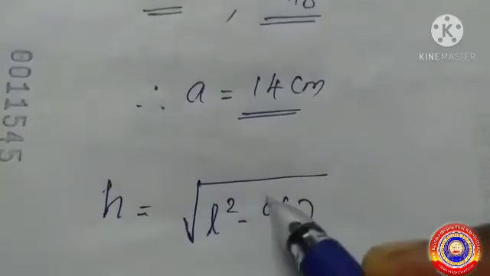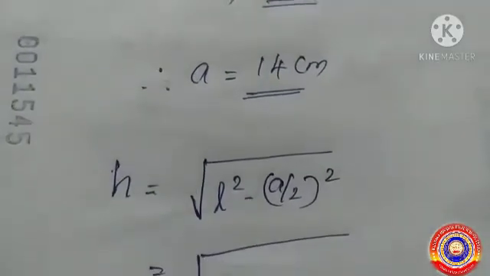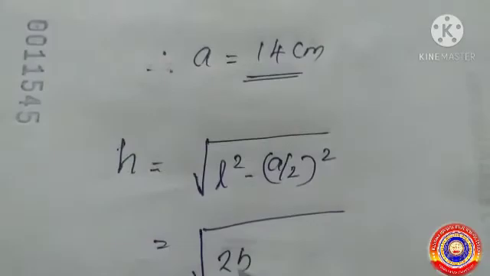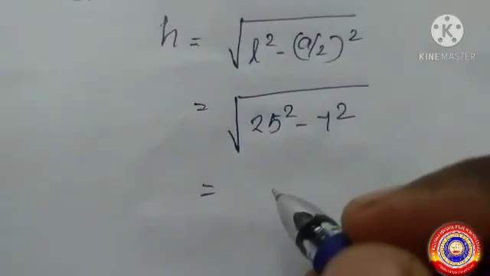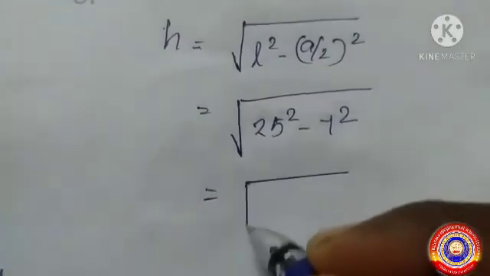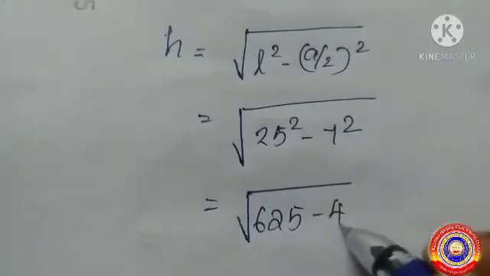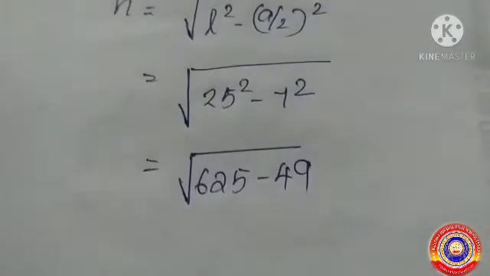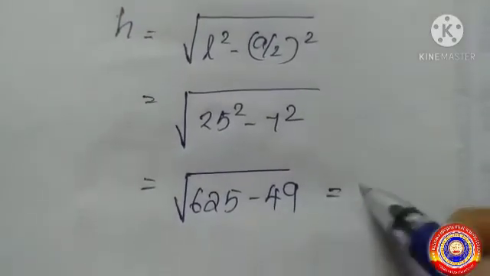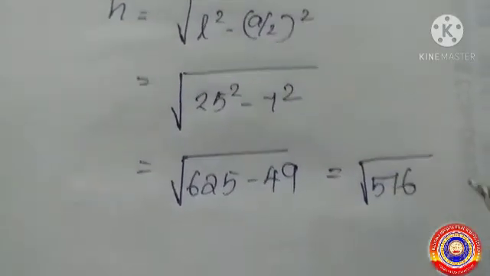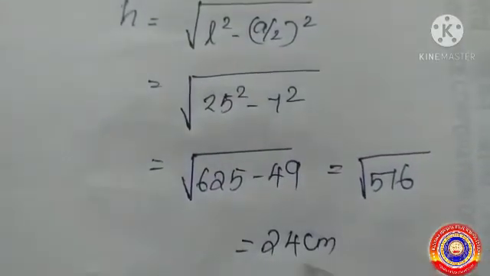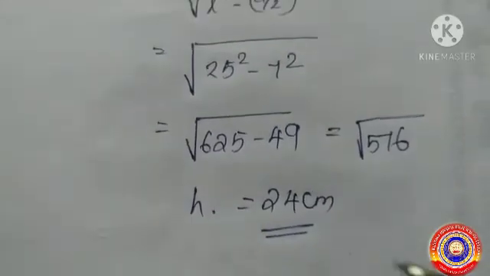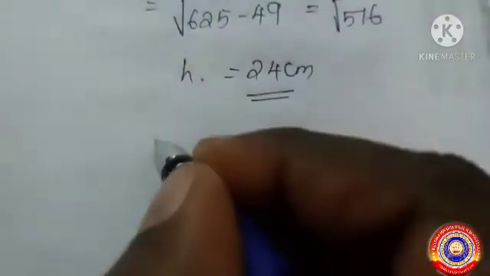Next, using A and L, we have to find H. H is equal to root of L square minus A by 2 the whole square, and it is equal to root of 25 square minus 7 square. A equal to 14, A by 2 is 7, and it is equal to root of 625 minus 49, and it is equal to root of 576, which is equal to 24 centimeter. H is equal to 24 centimeter.